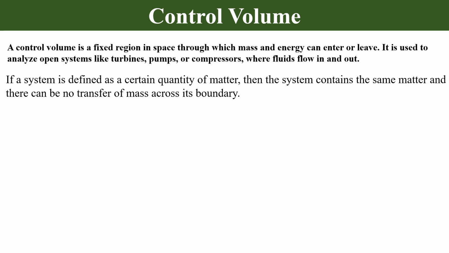So if the system is defined in terms of the quantity of matter, then the system contains the same matter and there can be no transfer of mass across its boundary, and we call it a closed system. So if a system is defined in terms of the quantity of matter, then the closed system contains the same matter and there is no transfer of mass across its boundary.